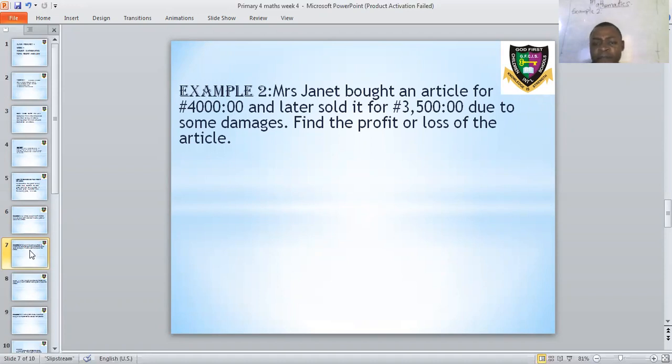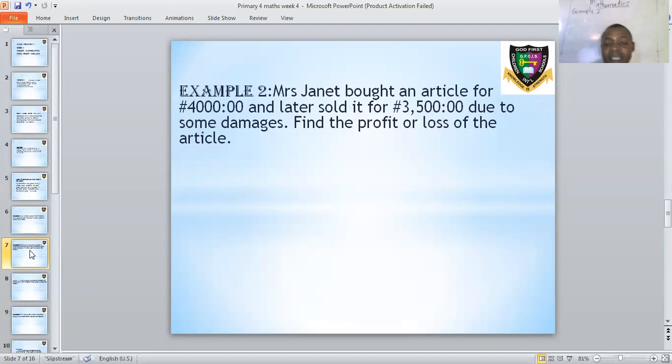Now before we find the profit or the loss, we should know that 400 naira, the money Mrs. Janet paid on that bag, cost her more than the price she later sold it for. That is, she sold it for less than the price she bought it, which means Mrs. Janet is already making a loss on that bag due to some damages. Now, let's determine the profit or loss.